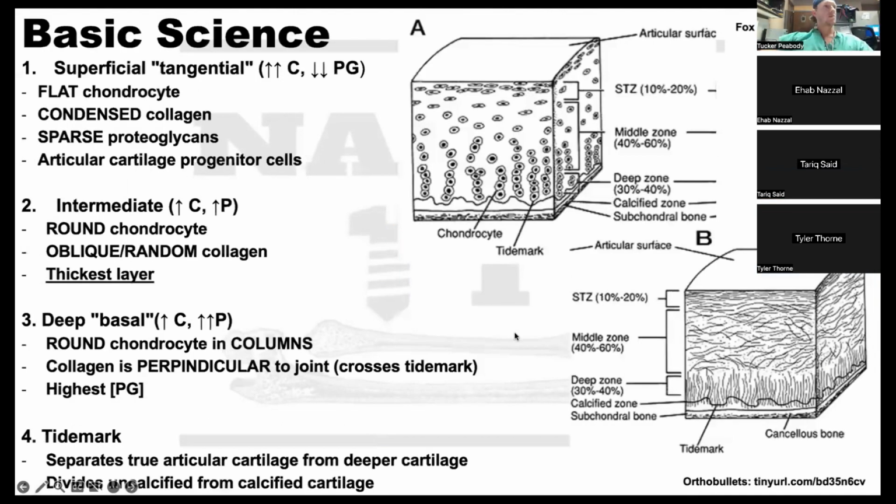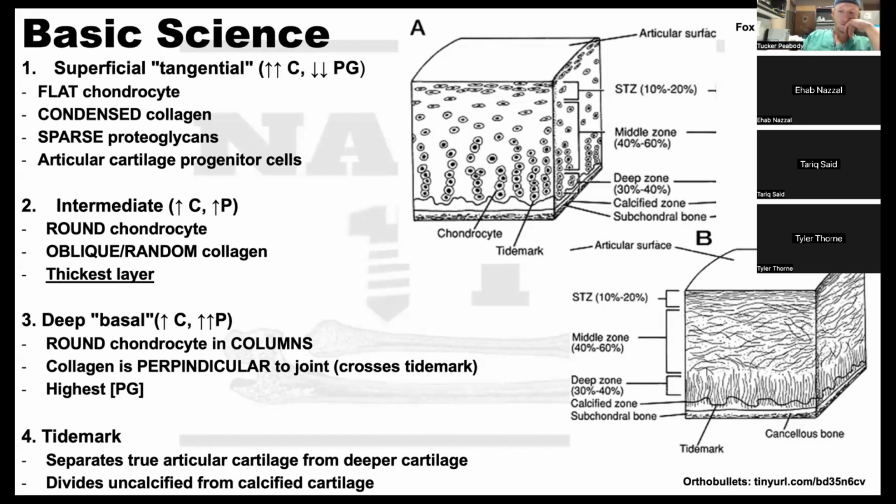So there are different layers to the articular cartilage, starting from superficial and going to deep. First is the tangential or the superficial layer. These are flat chondrocytes. They're really condensed collagen with sparse proteoglycans. So for those of you following along with the video, there's an increased amount of collagen and a decreased amount of proteoglycans. And these are really the articular cartilage progenitor cells.